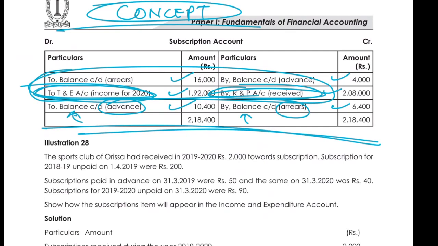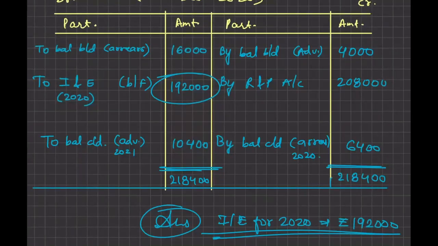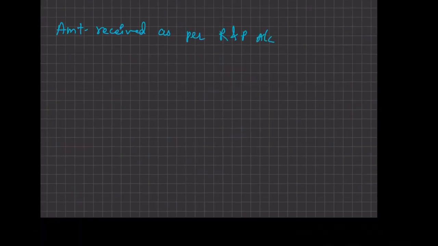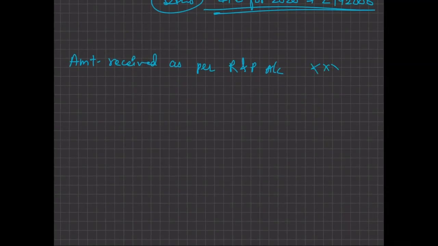Okay, what is the traditional way of teaching this? I'm just telling you that. What teachers generally do is give you a format. If you are not understanding the concept, then whatever I am saying now is for you. So amount received as per the receipt and payment account. Whatever amount you have received, write it down here. Okay. Now you have to do some adjustments. Sir, what are those adjustments?